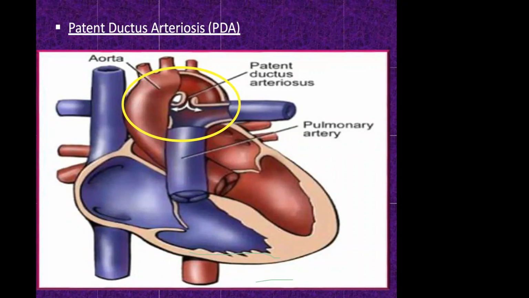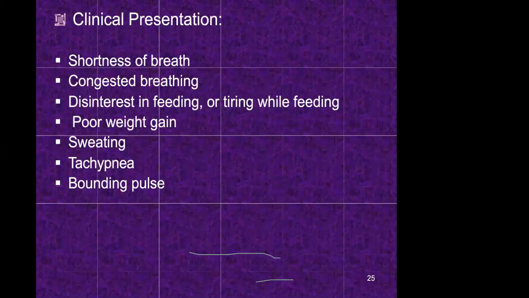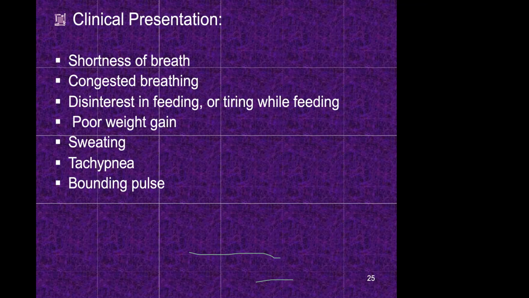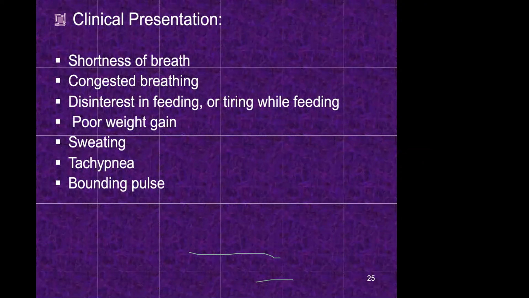About the clinical manifestations, as I already said to you, they are pretty similar: shortness of breath, congested breathing, disinterest in feeding or tiring. There will be poor weight gain, sweating quite a lot, and tachypnea can happen. The weight gain will not be proper, the sweating will be happening, and tachypnea or a bounding pulse will be noticed in such patients.